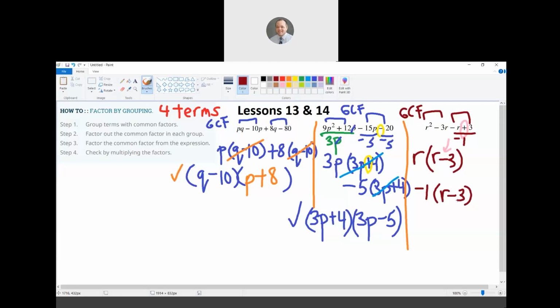Again, we got the same binomial in each pair of parentheses. Let's take out the r minus 3 from both terms. Now, when we pull an r minus 3 out of the first term, you're left with just r. And when you take out an r minus 3 from the last term, what's left is -1. Final answer is r minus 3 times r minus 1.